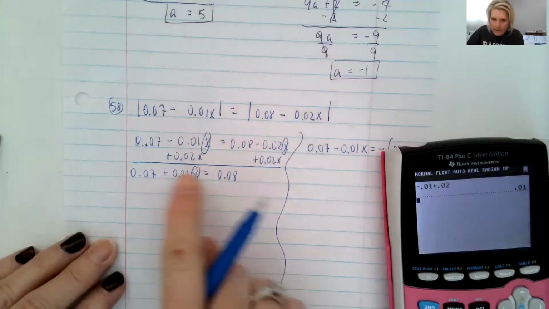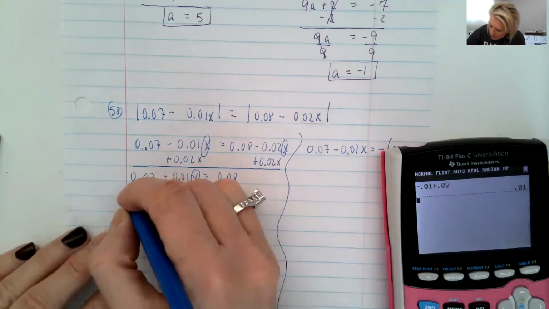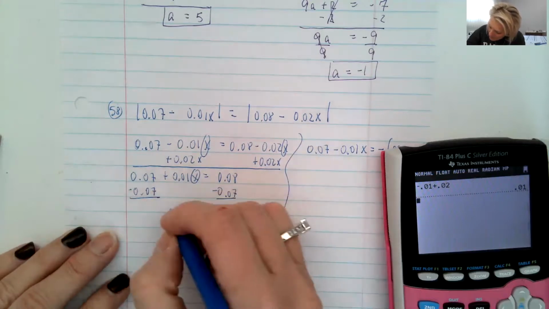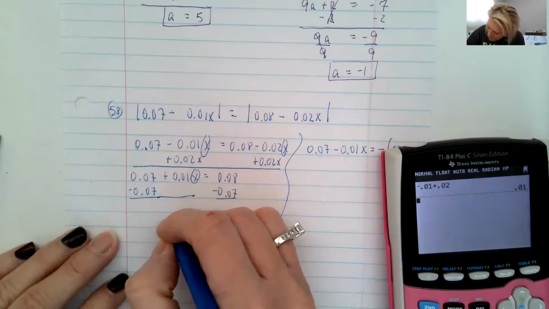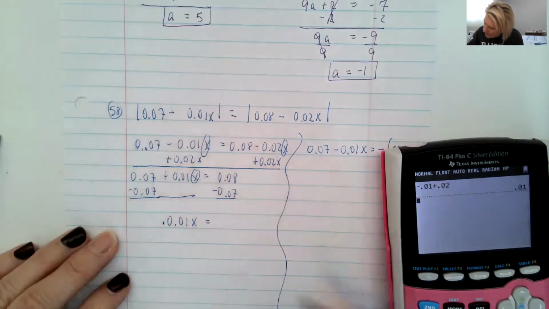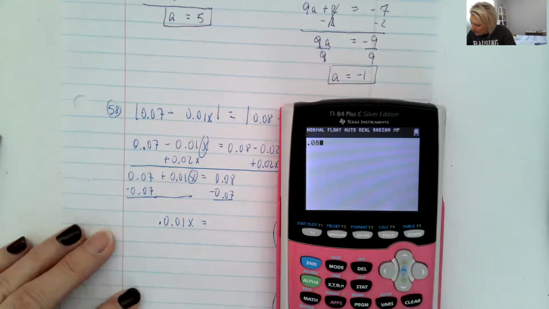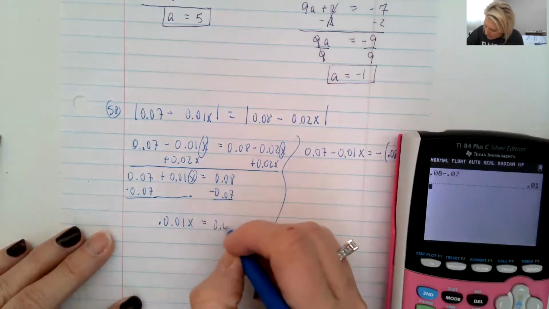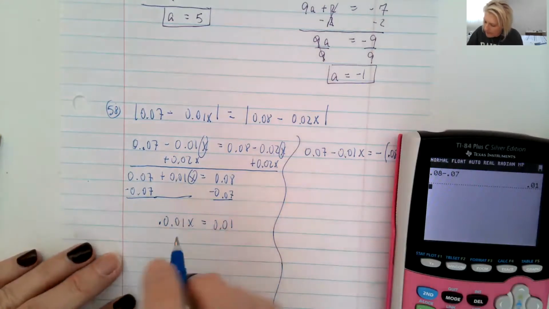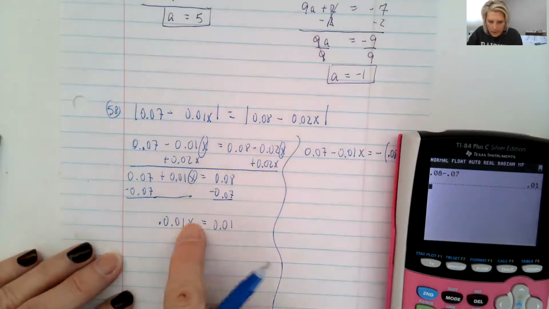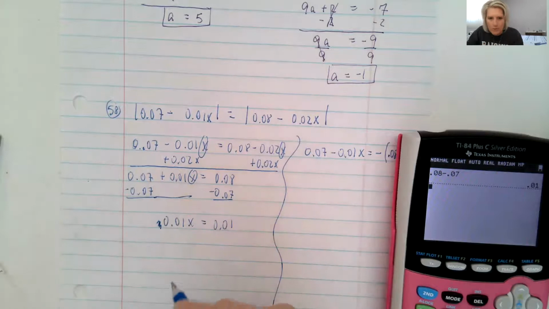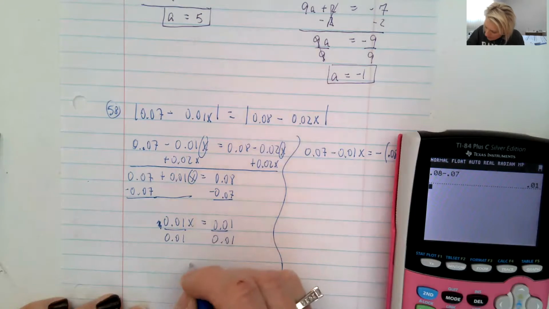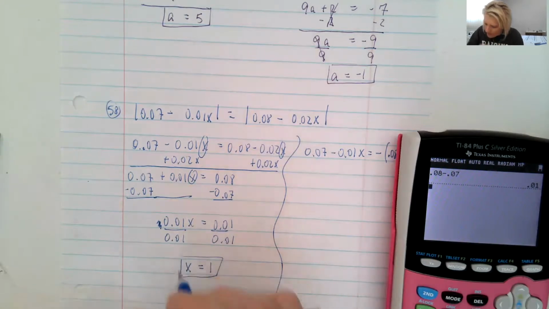And I need to get my constants to the right. So because it's a positive 0.07, we're going to subtract it. So we have 0.01x equals, again, 0.08 minus 0.07. And we have 0.01. What in the heck? I bet 0.01. It's just 0.01. So we're going to divide by 0.01, 0.01. And that's cool because x equals 1.